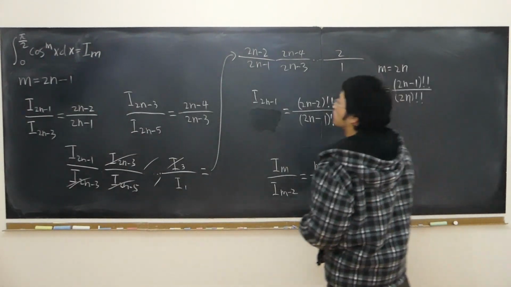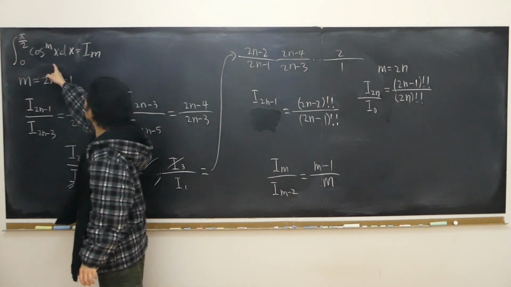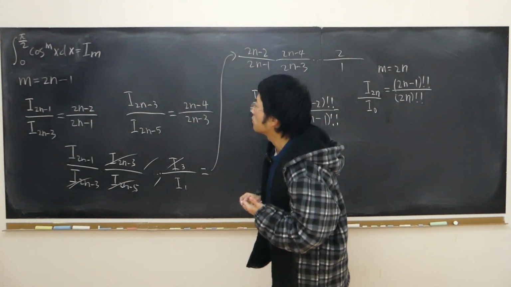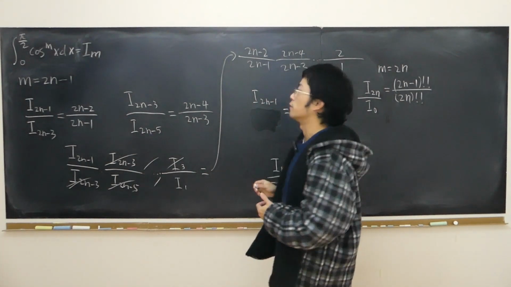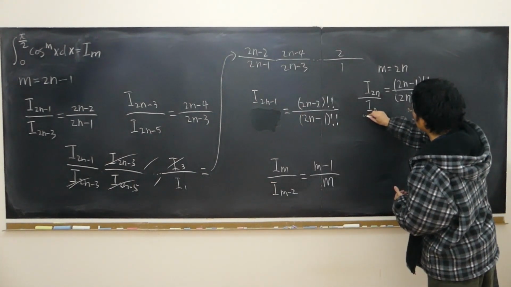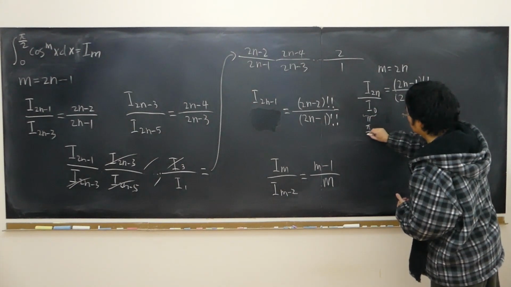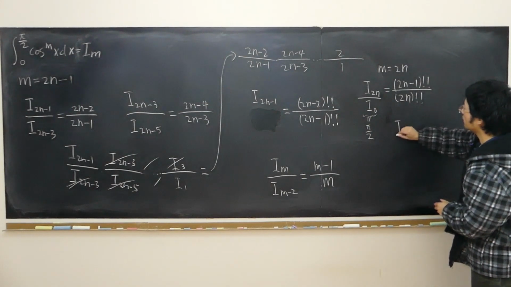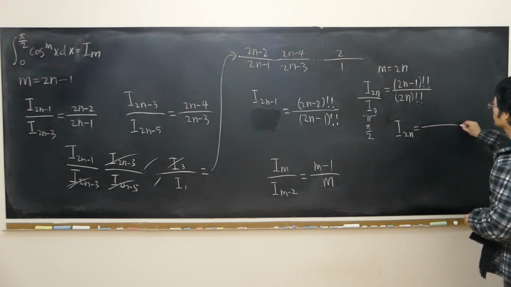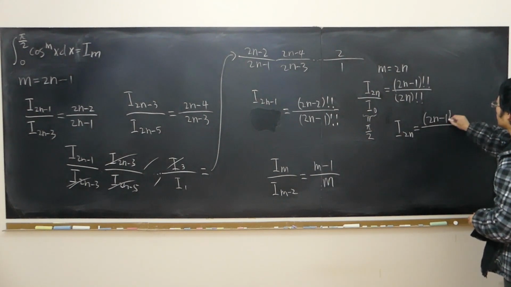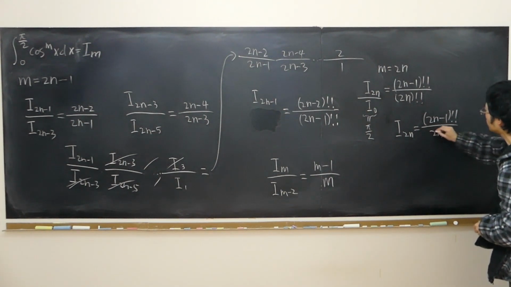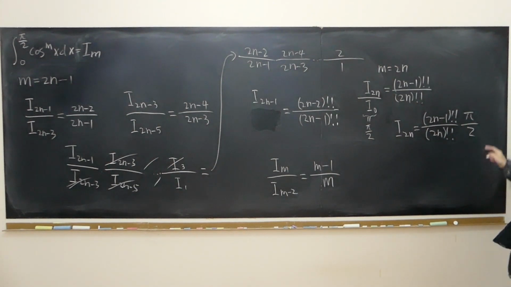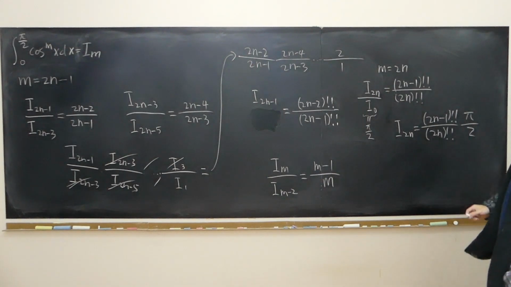So what's I0? M equals 0. So cos to the power 0 is 1. So the integral of 1 from 0 to pi over 2 is simply pi over 2. Okay, so this pi over 2. So if I multiply this over there, then I can say I2n is 2n minus 1 double factorial over 2n double factorial times pi over 2. If I'm correct, yeah, 2n minus 1.